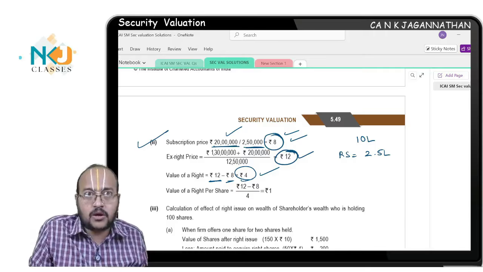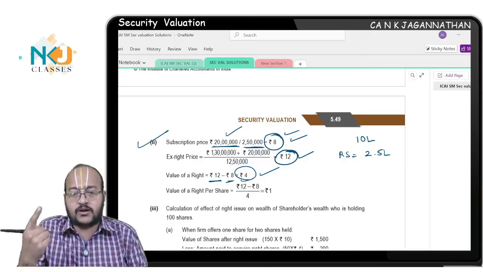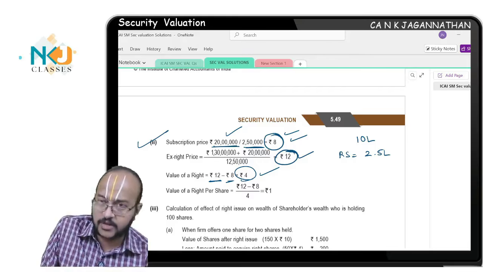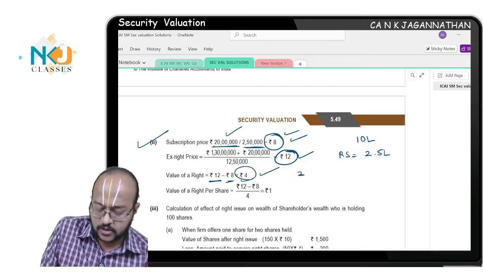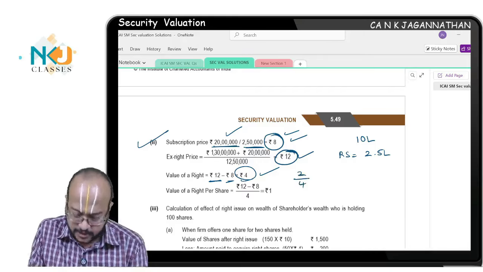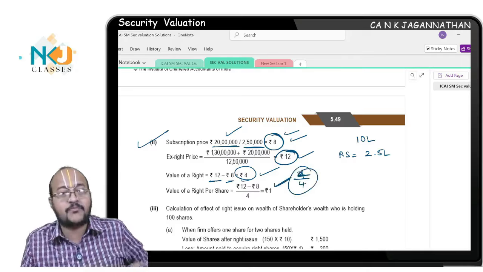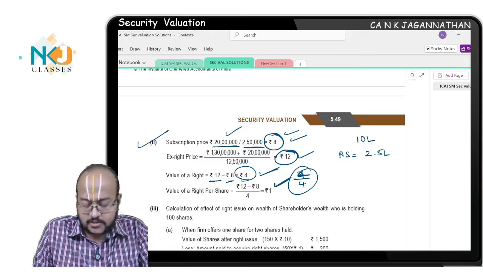For 4 existing shares only 1 right is being issued, so you divide by 4 shares. 12 minus 8, that is 4, divided by 4. You will get 1 as the value of right per share. This is on a total basis and this is on a per share basis.